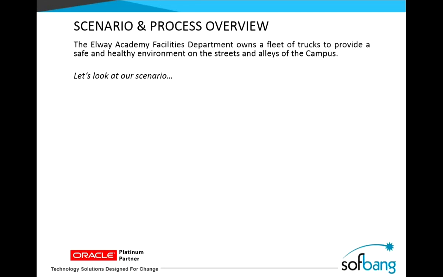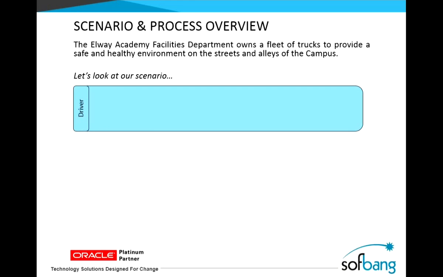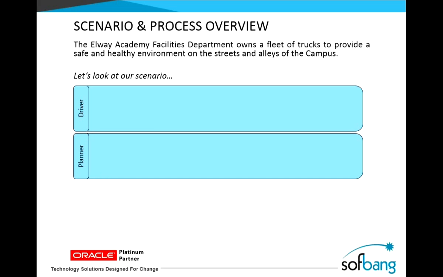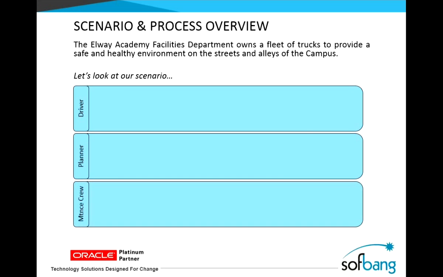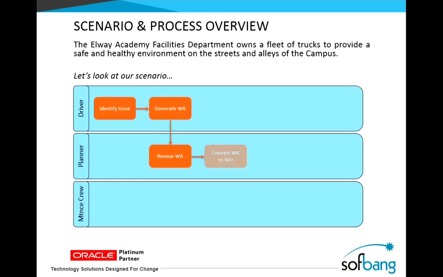Okay, so what we're going to see here, again, this was for our Denver folks. We're talking about the Elway Academy here, and we see three sets of users, so three different swim lanes. Basically, the Elway Academy facilities department owns a fleet of trucks, and their job is to provide a safe and healthy environment for the streets and alleys of the campus. What we're going to see is a driver who's going about his work day to day.